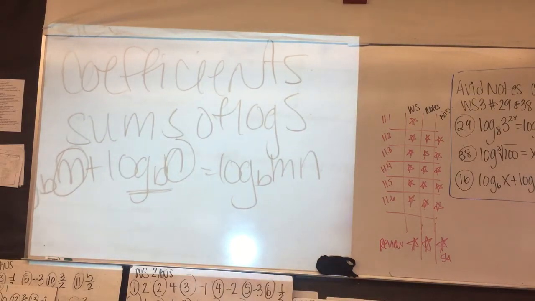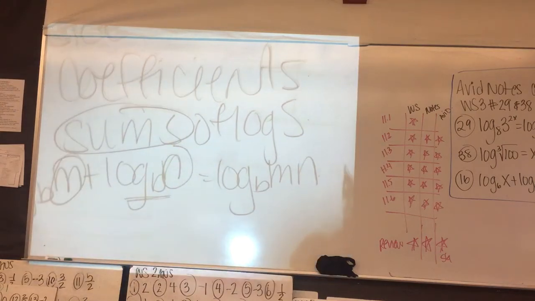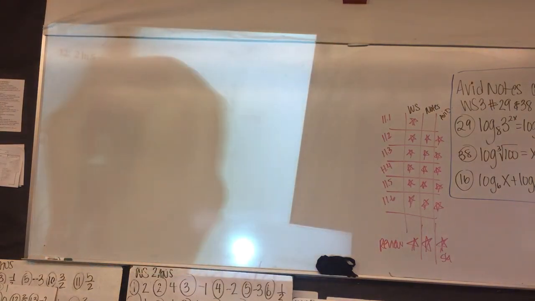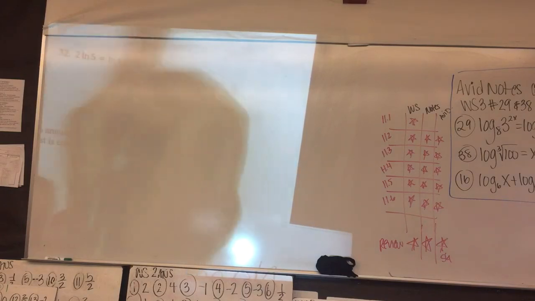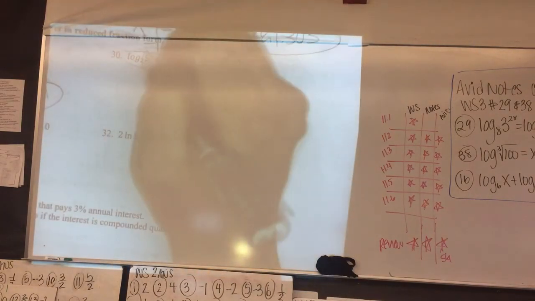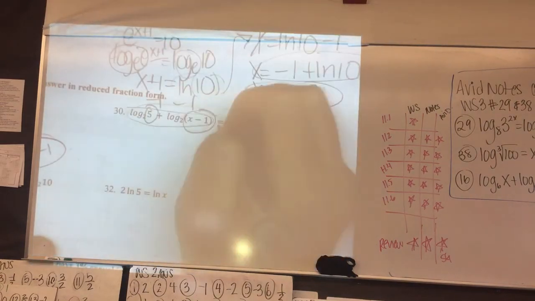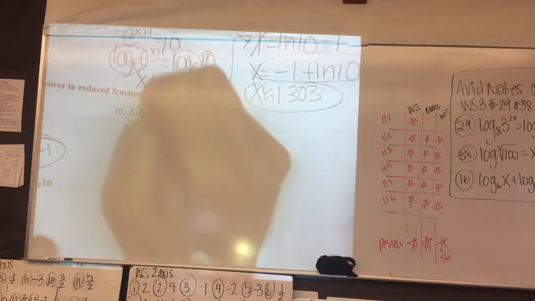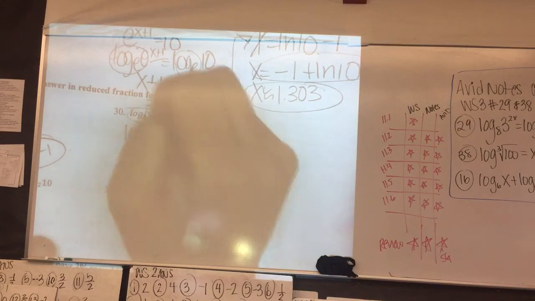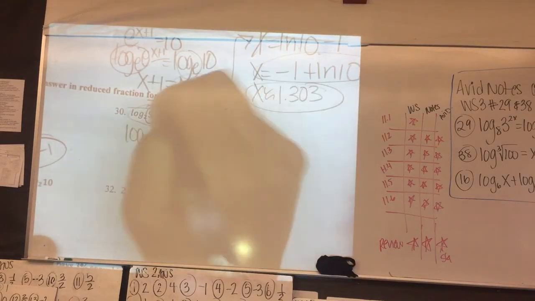Okay. So do I have a sum? Yep, I do. And so I can bring this sum together by multiplying the 5 with the x minus 1. But I have to distribute that 5 to both parts. So it'll be log base 2 of 5 times x is 5x, and 5 times negative 1 is negative 5.